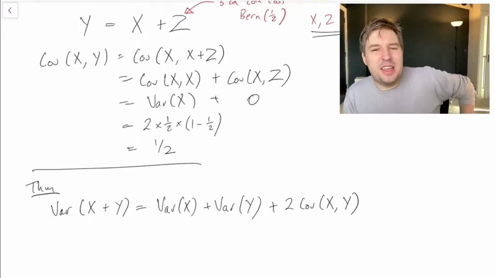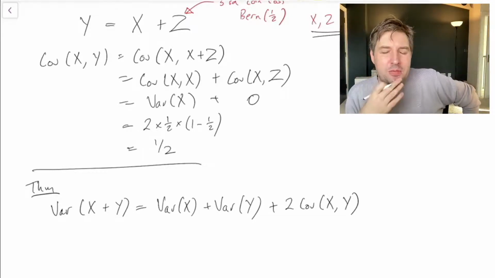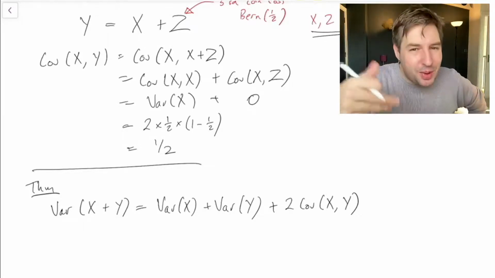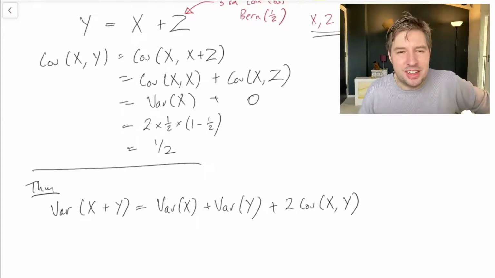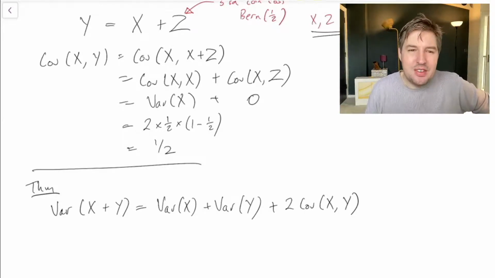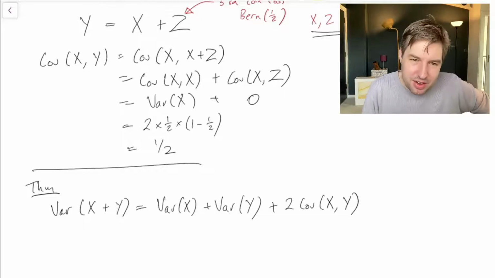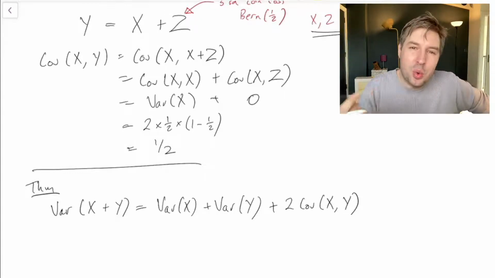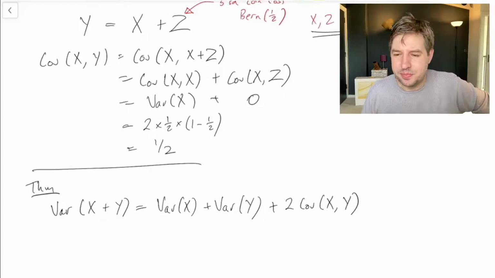You can think of this as it's a bit like multiplying out brackets, right? If you have x plus y squared, you get an x squared, you get a y squared, but you get a 2xy as well, the crossover term. And that's a bit like what we've got here. If you've got a variance of x plus y, you've got a variance of x, you've got a variance of y, and you've got twice a crossover term.